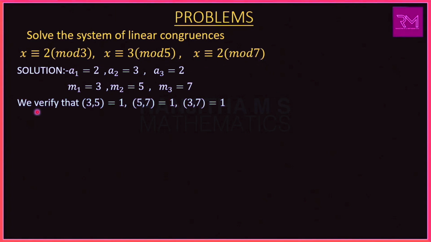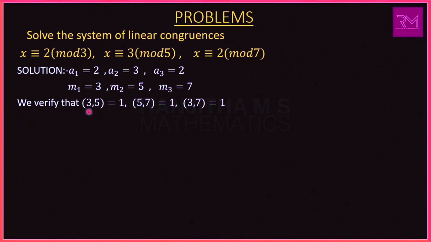Next, first we have to verify the condition, that is the GCD of mi, mj is equal to 1 for all i not equal to j. For that we have to find the GCD. Here we have been given the m1, m2, m3 values. So we have to verify that the GCD of m1, m2 is 1, m2, m3 is 1 and m1 and m3 is 1. That is, m1, m2, m3 are relatively prime.